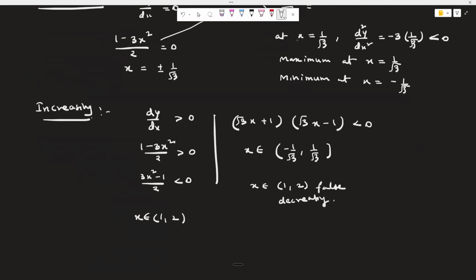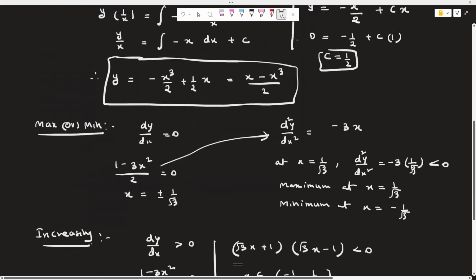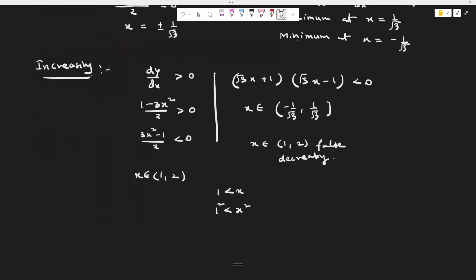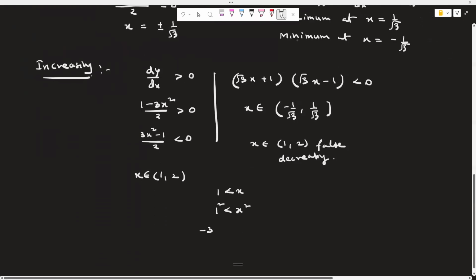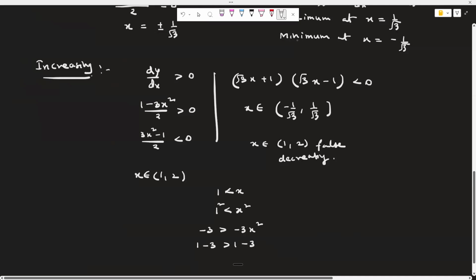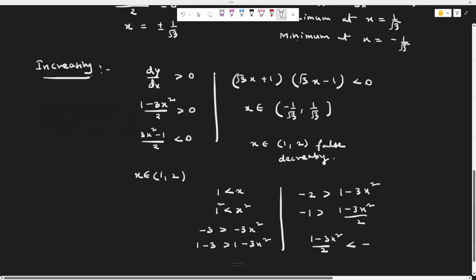That means x is more than 1. If x is more than 1, look at the expression of the derivative, 1 minus 3x square. Make it x square on both sides, so 1 square and x square. Multiply with minus 3: minus 3 is greater than minus 3x square. Add 1 on both sides and divide by 2. So of course, minus 2 is greater than 1 minus 3x square. Dividing by 2, minus 1 is more than (1 minus 3x square) by 2. That means (1 minus 3x square) by 2 is less than minus 1.